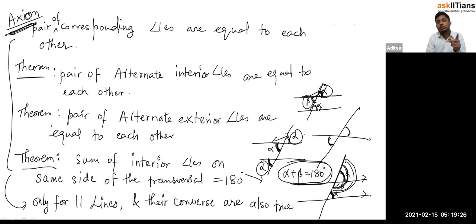What will be the converse of the alternate interior angles theorem? If a pair of alternate interior angles are equal to each other when two lines are being cut by a transversal, then the lines will be parallel for sure. Similarly, the converse of the corresponding angles axiom will be that if a pair of corresponding angles are equal, when two lines are being cut by a transversal, then those two lines will surely be parallel. So these converses also hold true.